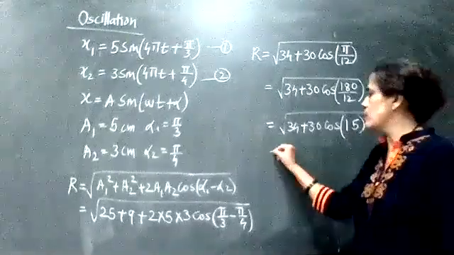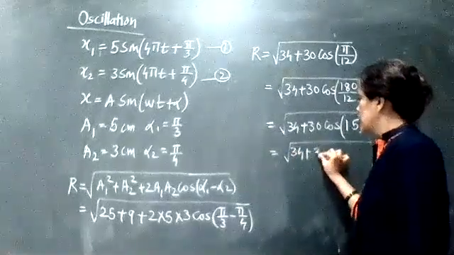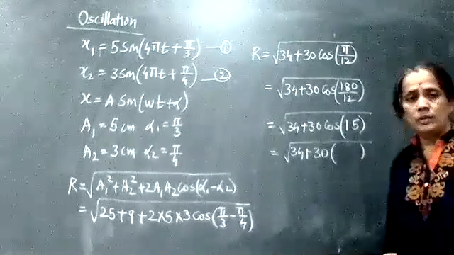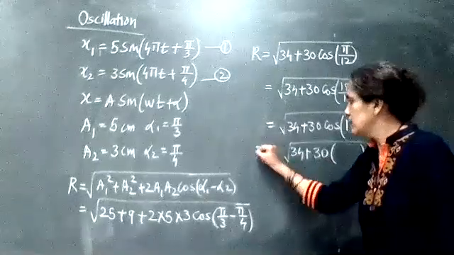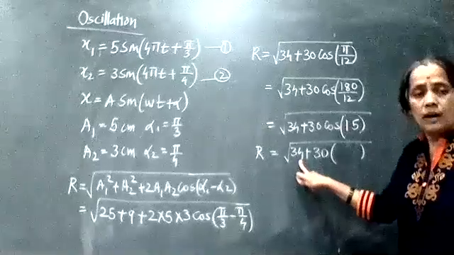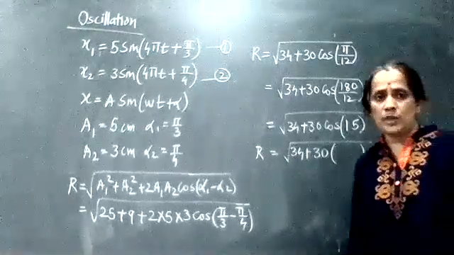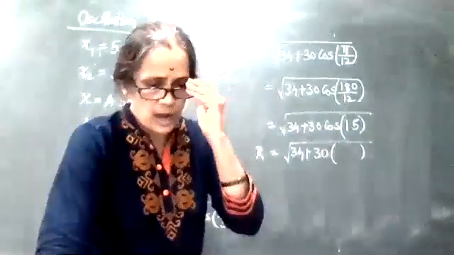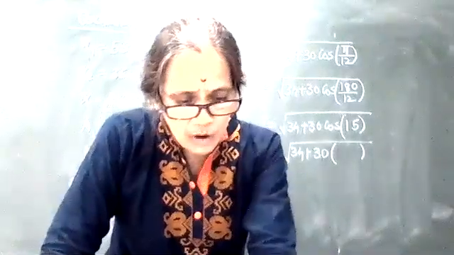You have to see this value from the log book. Cos of 15 multiplied by 30, that value you have to see from the log book. Is it right? And then that will be multiplied with 30, added with 34, so that will give us the resultant R. And from that you have to find out the value of R. Clear?